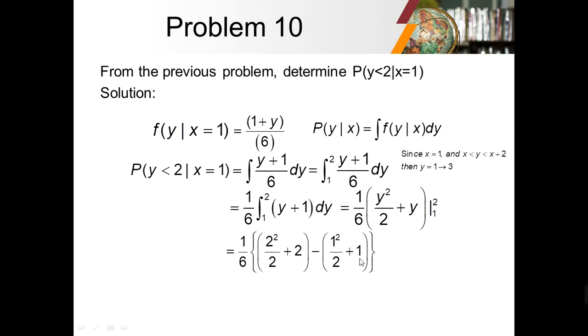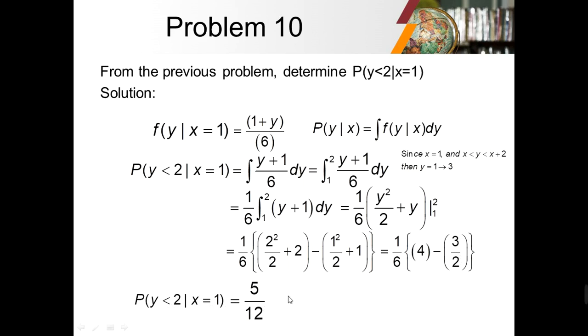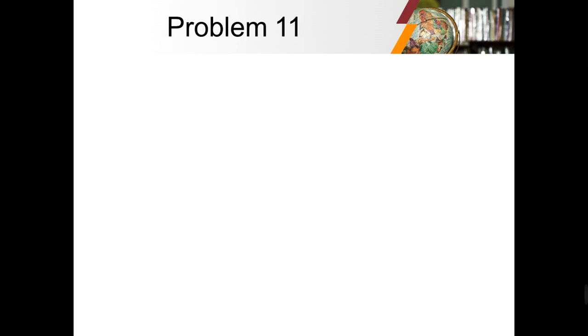Minus 1 half plus 1. So, that is 4 minus 3 halves. Okay? So, when we compute that with a calculator, the probability that y is less than 2 given x is equal to 1 is 5 over 12. Okay? Now, let's check this. Next problem. So, this is our final answer.